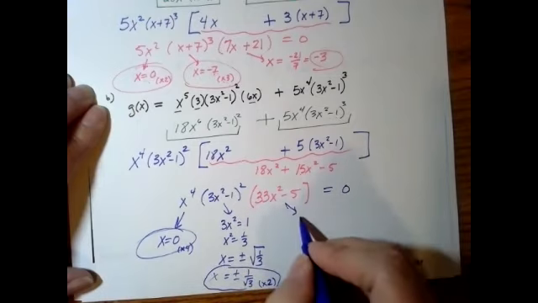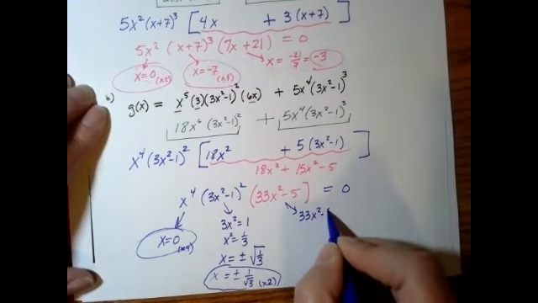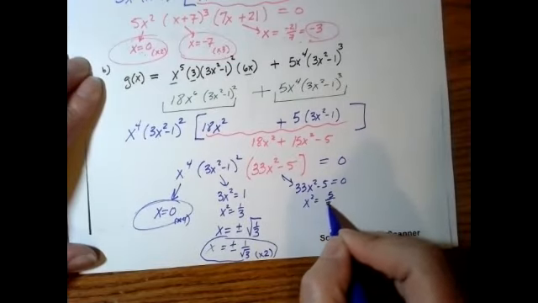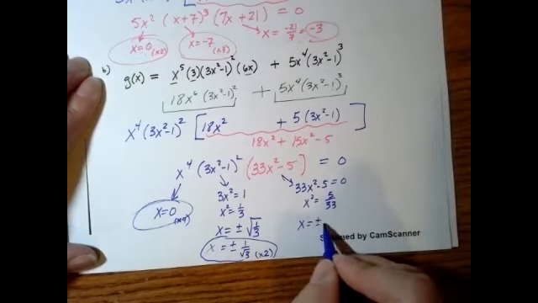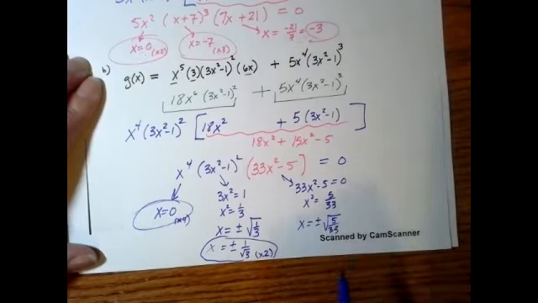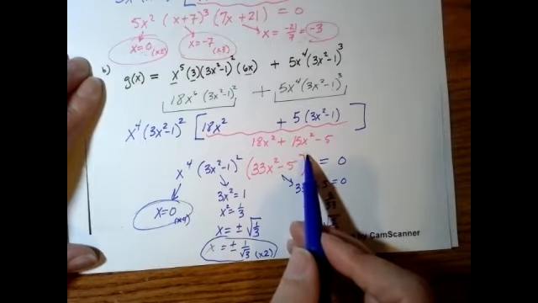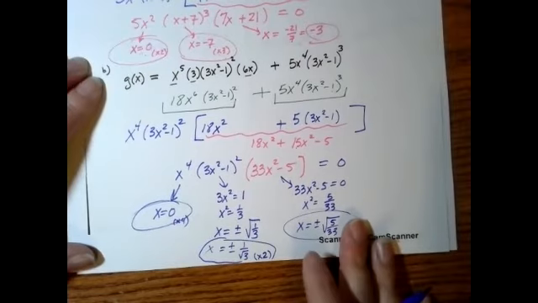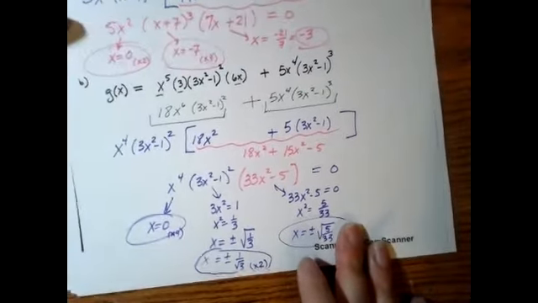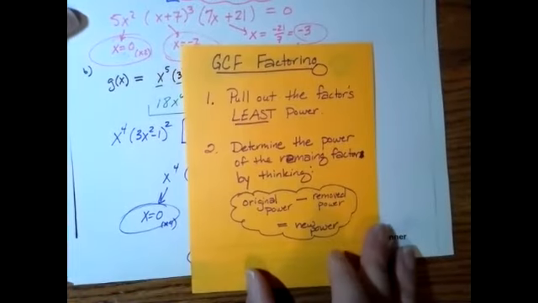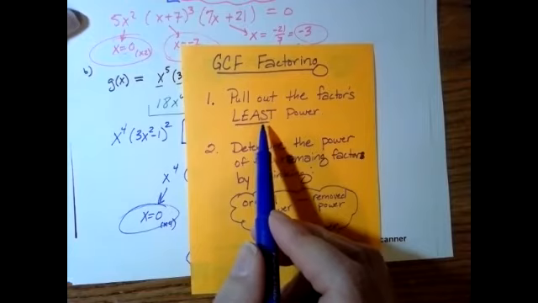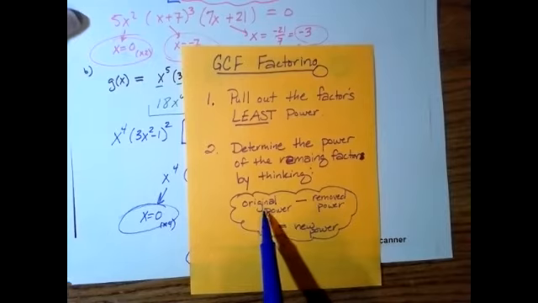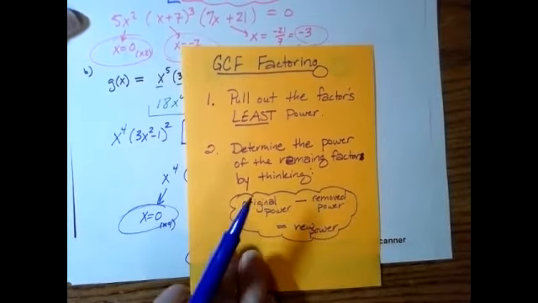And last, 33x squared minus 5 is 0 if x squared equals 5 over 33, and x is positive or negative root of 5 over 33. Multiplicity, just 1. That factor had a multiplicity 1. So there's our zeros. Not too hideous, I hope. It does get a little weirder, but it does not change the basics. Pull out the factors that have the least power, and then figure out your new power by thinking of what you started with, take away what you took out, and you have a new power.